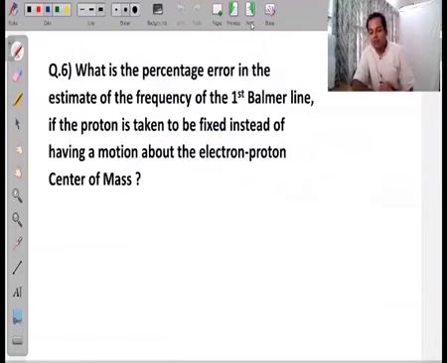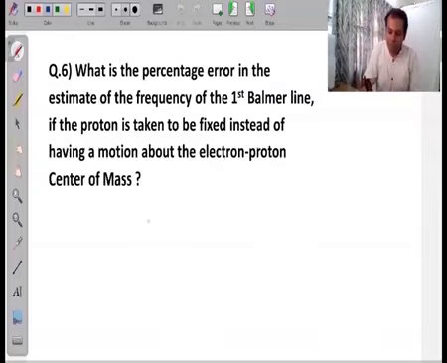Question 6 asks a different question. What is the percentage error in the estimate of the frequency of the first Balmer line if the proton is taken to be fixed at the origin instead of having a motion about the electron-proton center of mass?